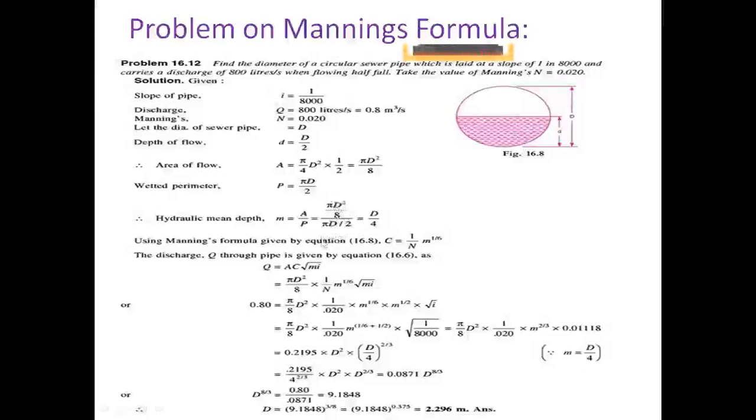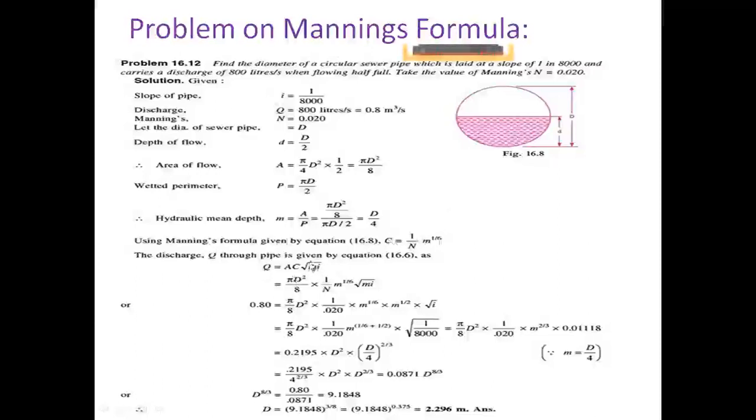Here D cancels and pi cancels. Of D square, one D remains. Then 2 over 8 equals 1 by 4, so the hydraulic mean depth value is capital D by 4. Manning's equation: C equals 1 by n into m power 1 by 6.